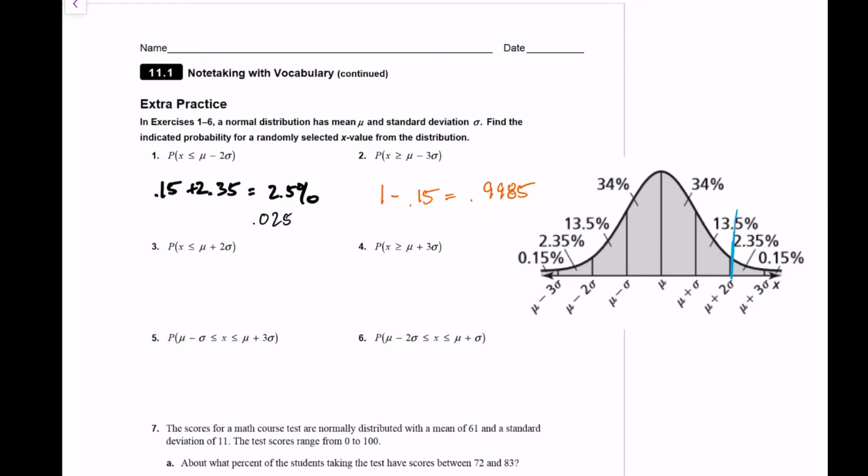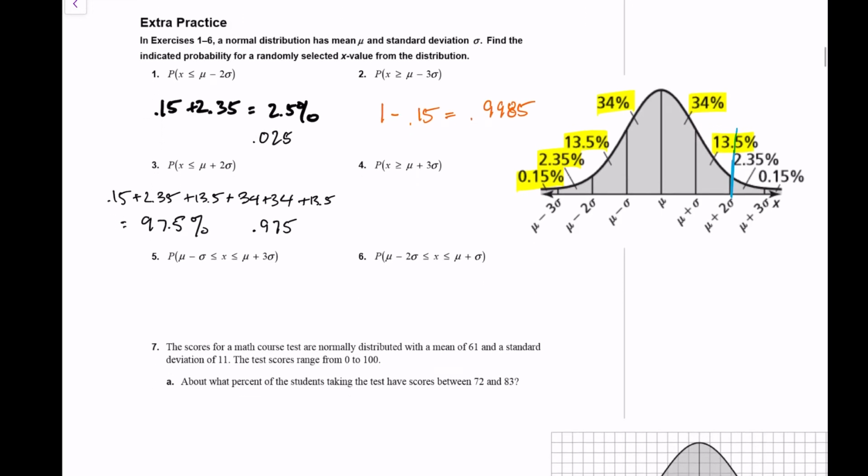And then x is going to be less than or equal to all that. So it's going to be 13.5, 34, 34, 13.5, 2.35, and 0.15 altogether. So if we go ahead and take all of that and add it up, and I'll go ahead and write all that down right here. All of this will end up getting us 97.5. It is 0.975. So it's quite a bit of the area under the curve.